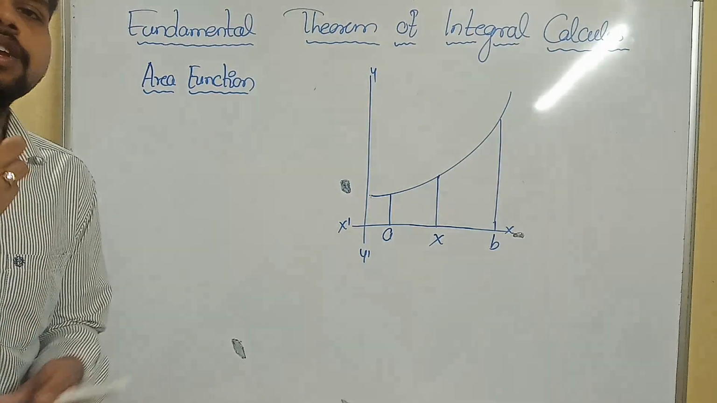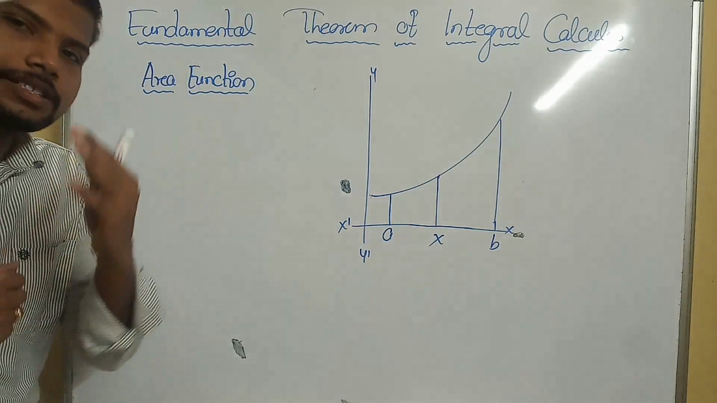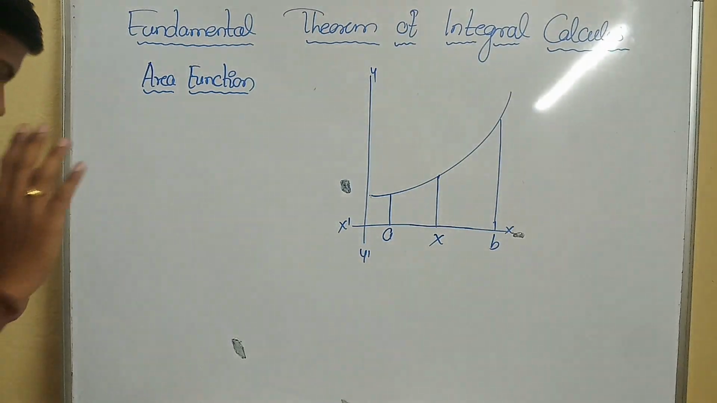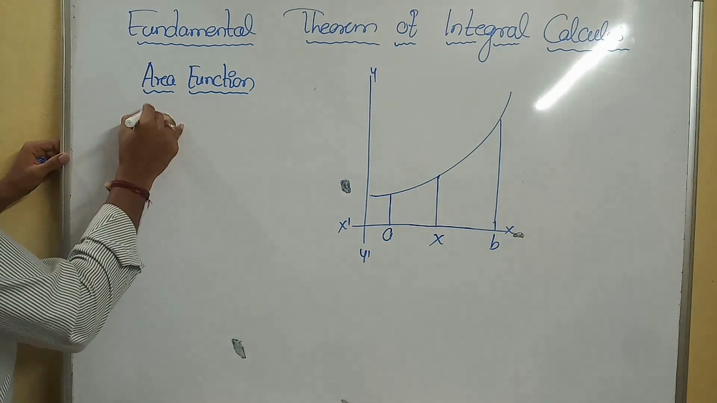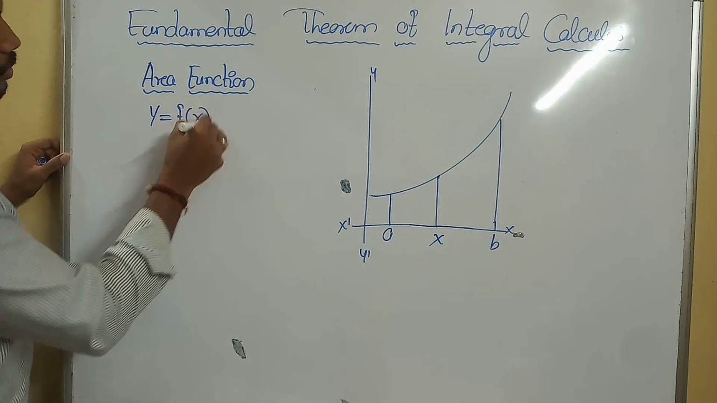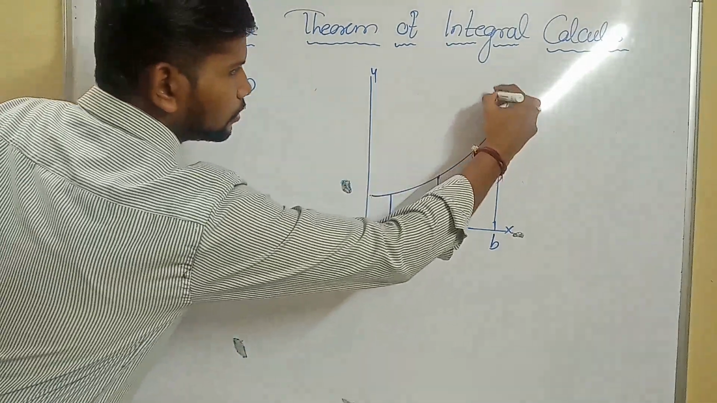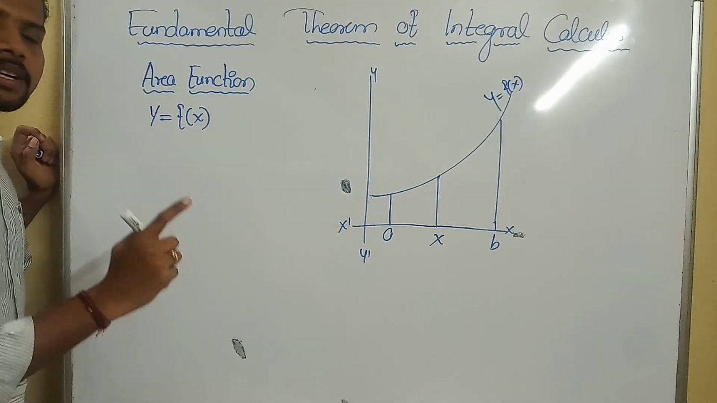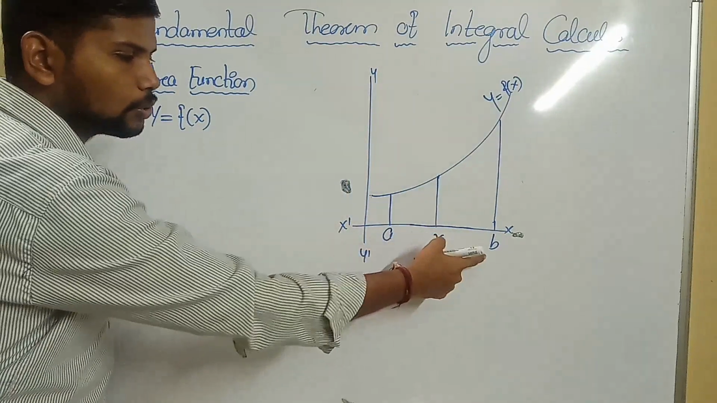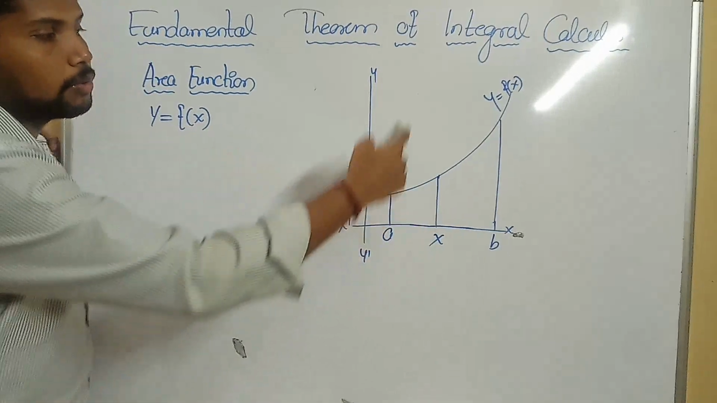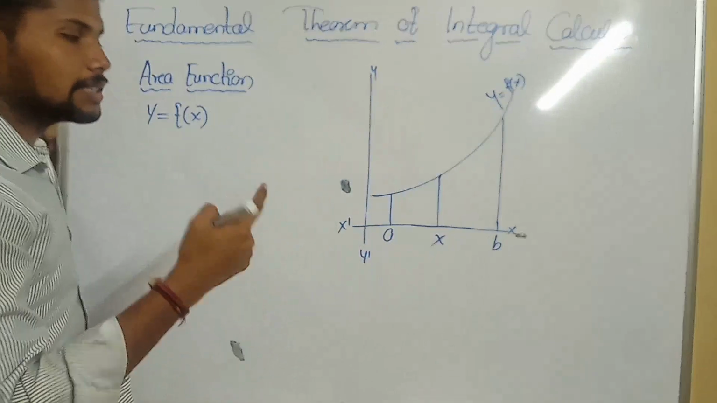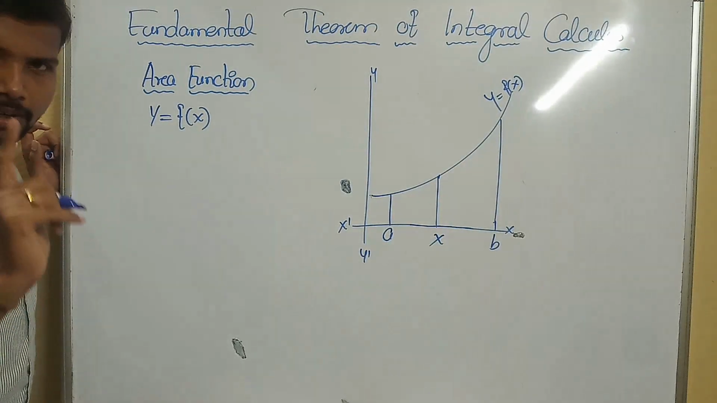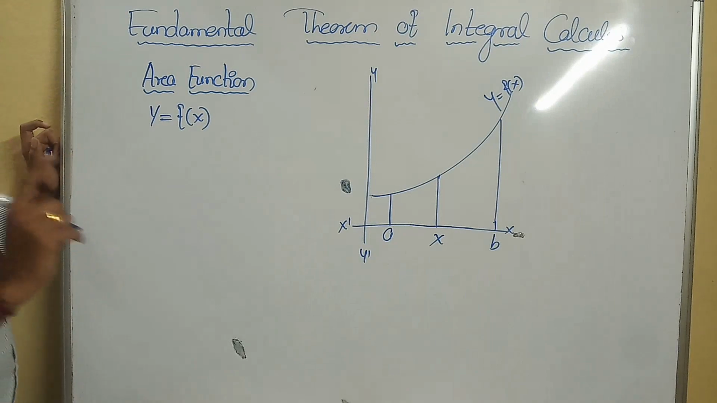Before we understand the fundamental theorem of integral calculus, first we need to understand the area function. What is the area function? Here y equal to f of x is a continuous graph. It is continuous in the closed interval a, b, as well as differentiable in the open interval a comma b. Got the point clearly?